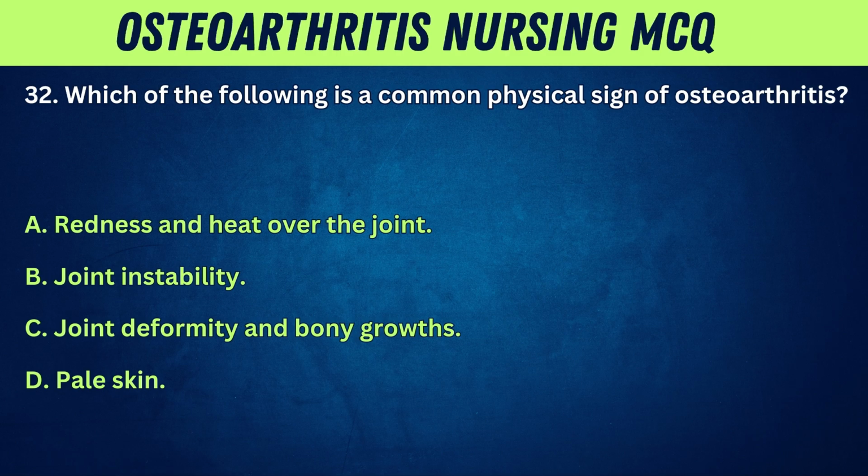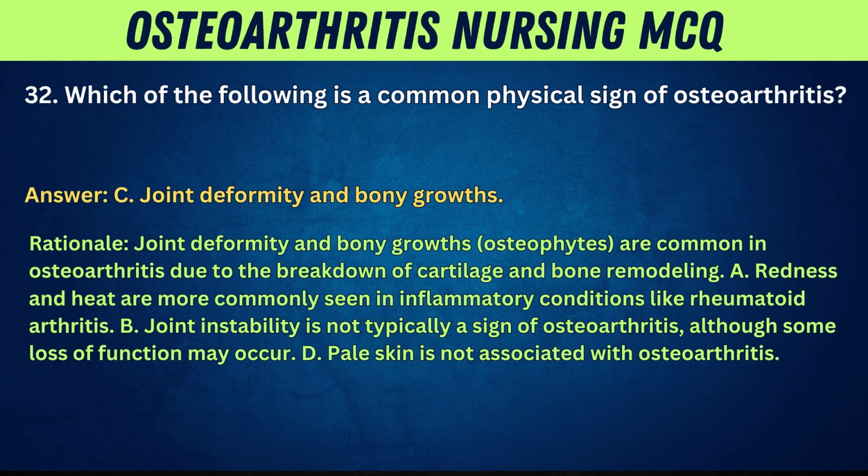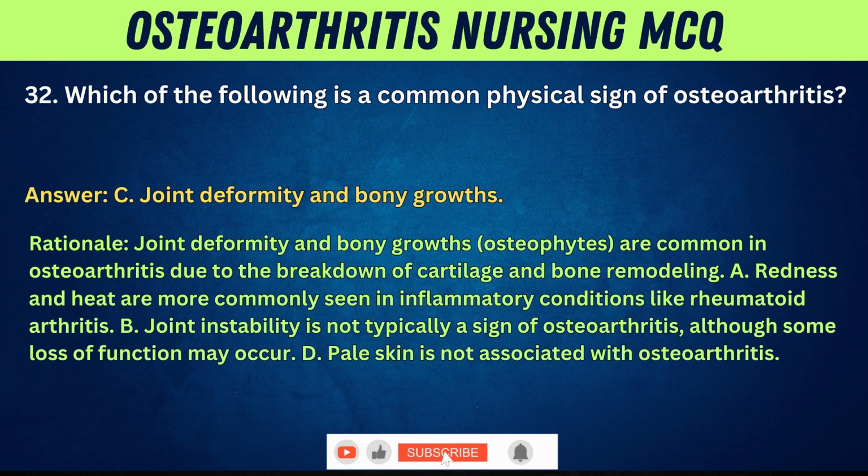32. Which of the following is a common physical sign of osteoarthritis? A. Redness and heat over the joint. B. Joint instability. C. Joint deformity and bony growths. D. Pale skin. Answer: C. Joint deformity and bony growths. Rationale: joint deformity and bony growths, osteophytes, are common in osteoarthritis due to the breakdown of cartilage and bone remodeling.